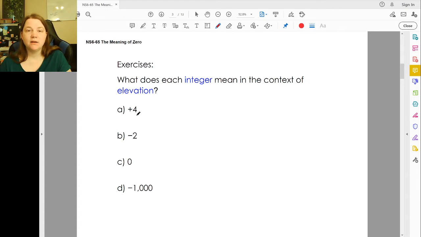+4 would mean 4 feet, or 4 miles, or 4 meters, or 4 whatevers above sea level. -2 would mean 2 below sea level. 0 would mean exactly at sea level, and -1,000 would mean super far down compared to all these other numbers, because that's 1,000 below sea level.